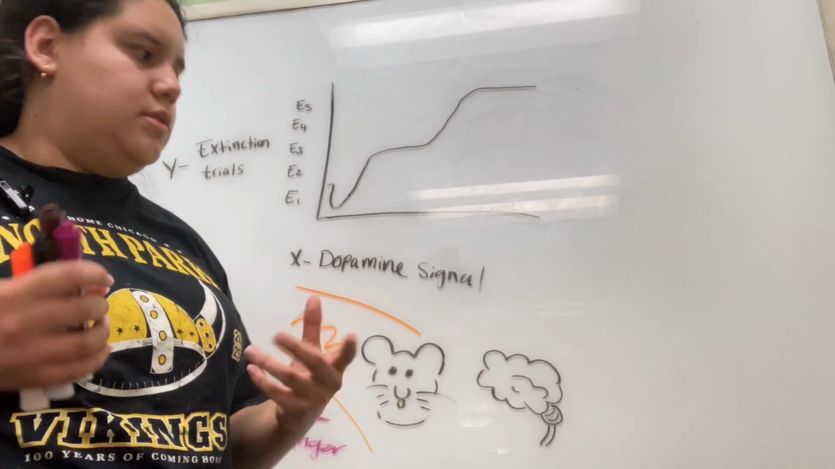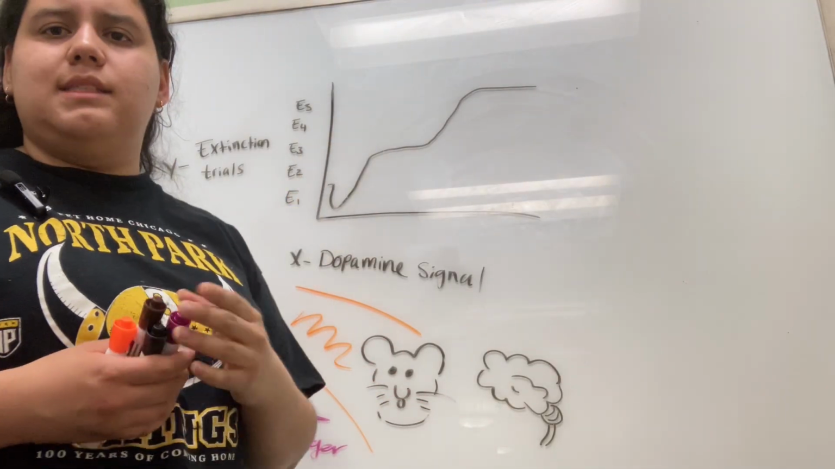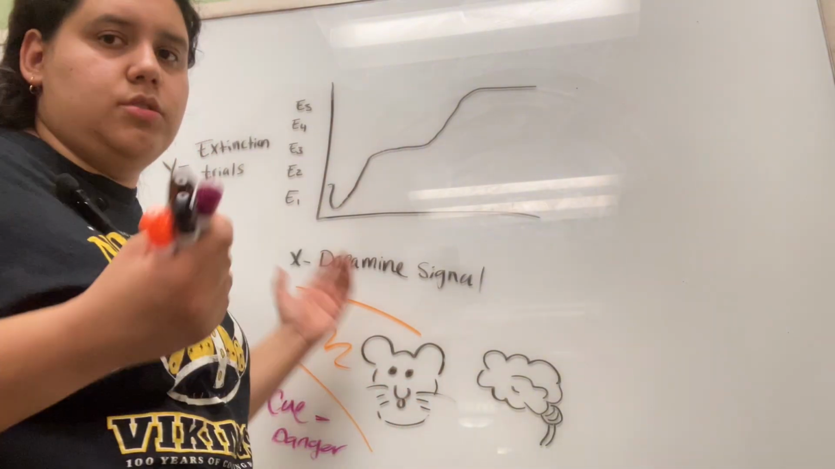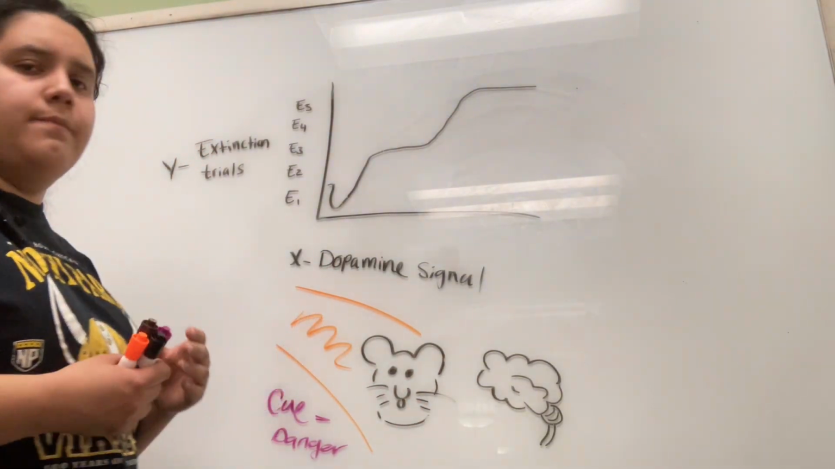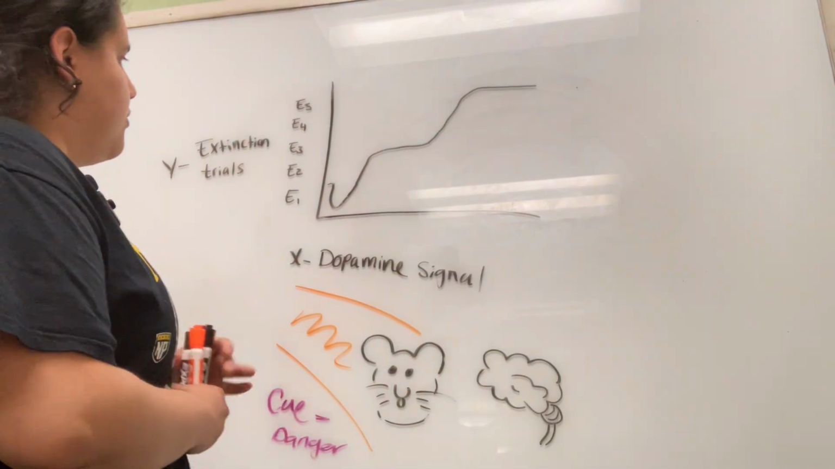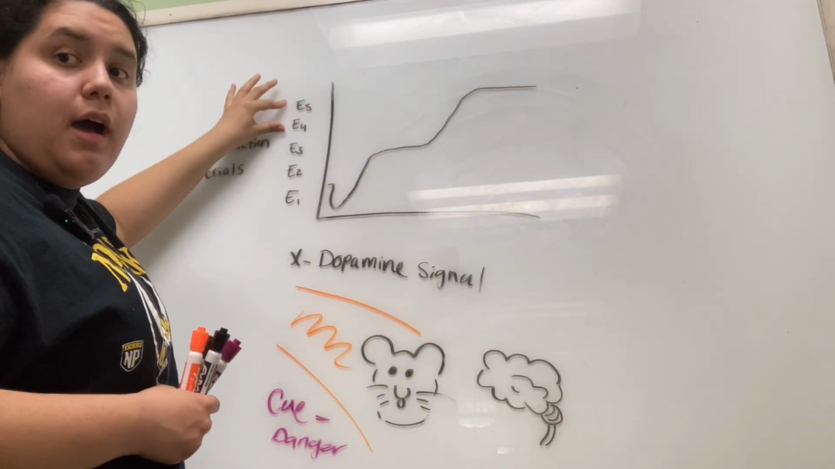And then the brain starts to adjust. As we can see, as the dopamine levels are rising, it begins to realize that maybe this cue isn't dangerous anymore. So dopamine activity starts to recover, right? So this is like the early stage, as we have for E2 and E3. But then we get into E4 and E5, right?